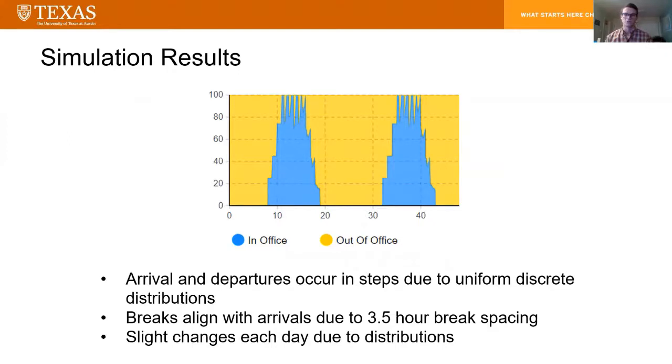A uniform discrete distribution was used for the arrivals and departures, which gives the step-like appearance for these transitions at hourly intervals. Meanwhile, a simple uniform distribution was used for the break length, and this results in smooth lines for the break transitions. And as these transitions are based on uniform distributions, there may be some slight variations between the different days as the model runs.